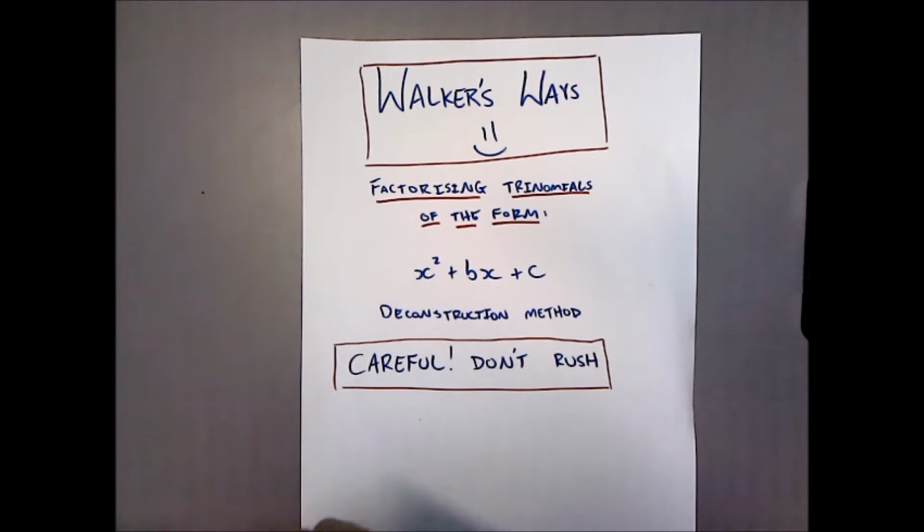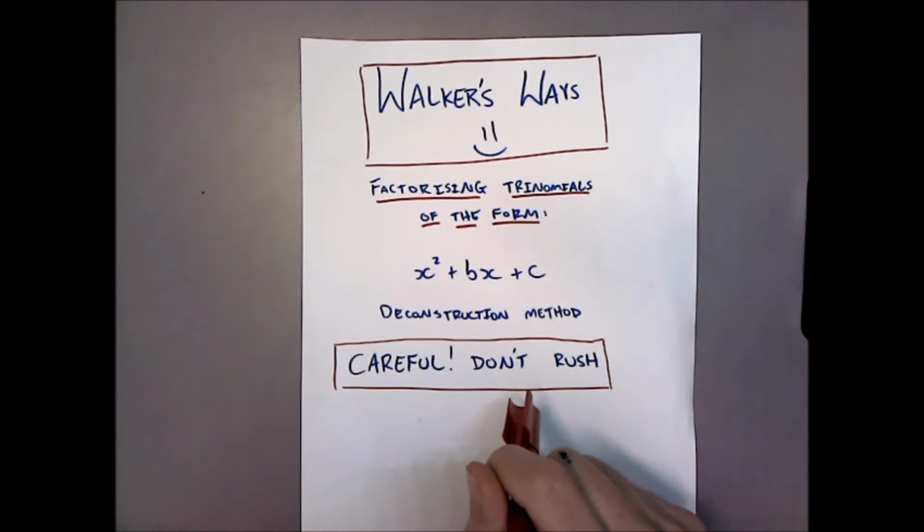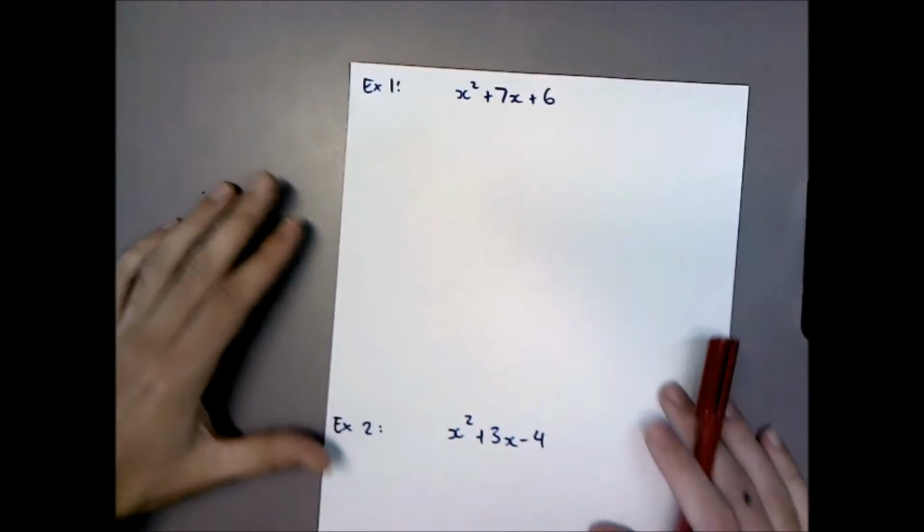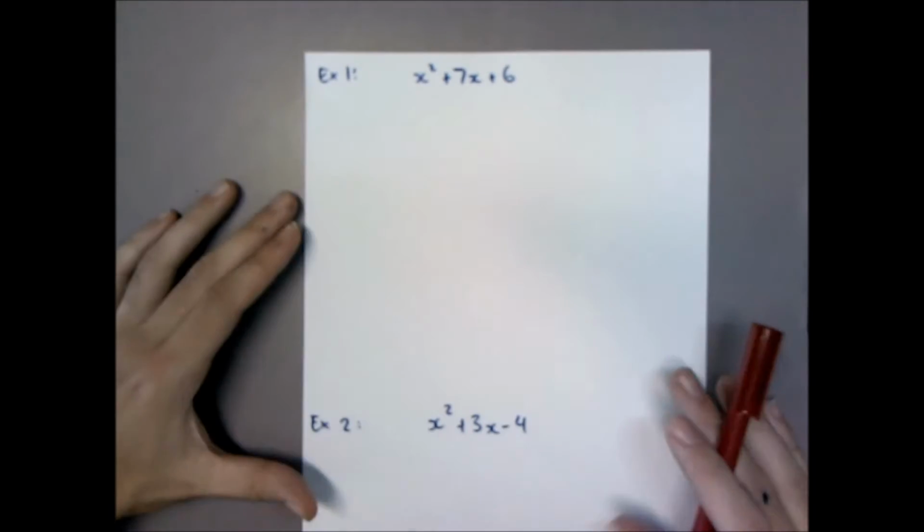The deconstruction method is a long way of doing these questions, but it does come in handy when you do some more complicated ones, which I'll make another video for. And I'll also show you the shortcut method as well. Now, if you use the shortcut method, just be careful and don't rush it. And you'll see what I mean in a minute. So just double check your numbers before you try and come to a final answer. Now, let's do some examples. We'll start off with some easy ones first.